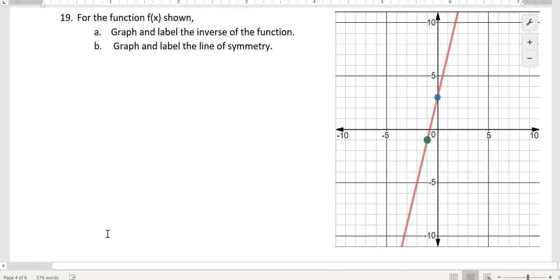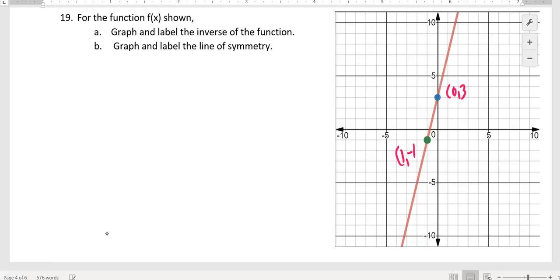Number 19, graph the inverse. Oh, it should be an easy one. 0, 3. And this one's going to be 1, negative 1. And I actually gave you the points. I'll do the same thing on the final exam. You can pick off other ones if you wanted to. But write them out and then say, well, I'm just going to swap x and y. So this is going to be 3, 0. And then negative 1, negative 1. So negative 1, negative 1. It didn't change, did it?